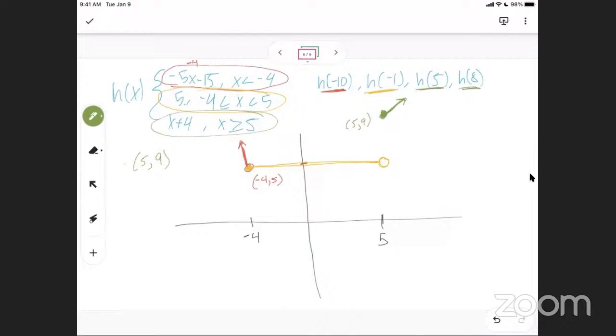So what is h of -10? You do -5 times -10 minus 15, which is +50 minus 15, which is 35. Make sense? The yellow one's easy. What's the yellow one always going to equal? 5. Just look at the graph and you can see it. How about the green one? 5 plus 4 is 9. And 8 plus 4 is 12. Done. And that is how that works. Easy enough.